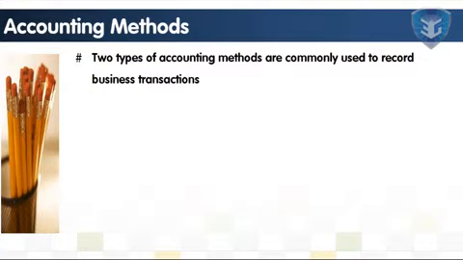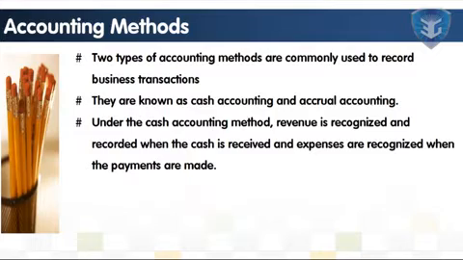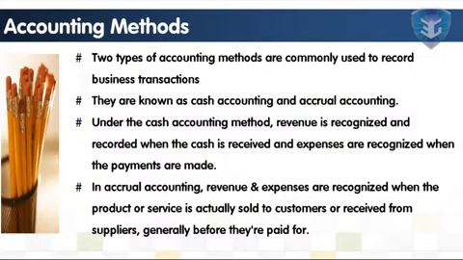Two types of accounting methods are commonly used to record business transactions. They are known as cash accounting and accrual accounting. Under the cash accounting method, revenue is recognized and recorded when the cash is received, and expenses are recognized and recorded when the cash payments are made. Under the accrual method of accounting, revenue and expenses are recognized and recorded when the product or service is actually sold to customers or received from suppliers, generally before they're paid for.